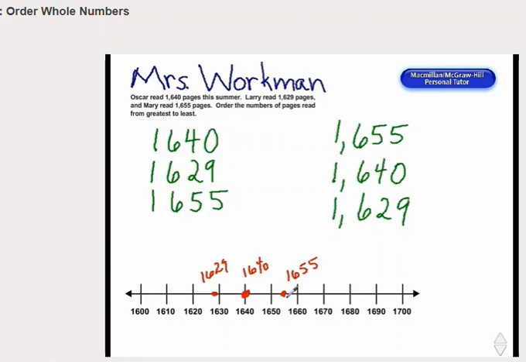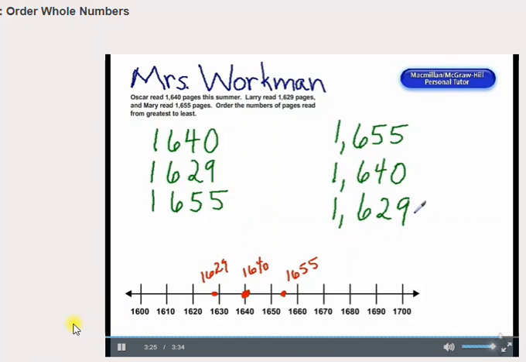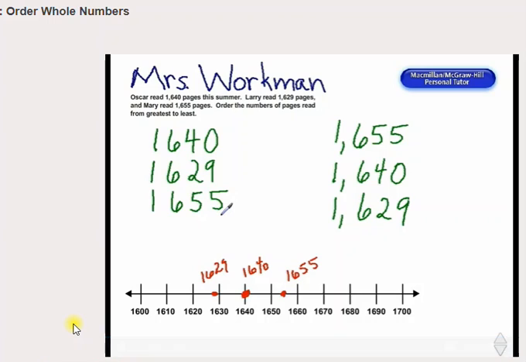So 1,655 would be the largest number because it's the farthest to the right, and it would be followed then by 1,640, and then the smallest number would be 1,629. So we've used place value, and we've also used a number line to order these numbers.